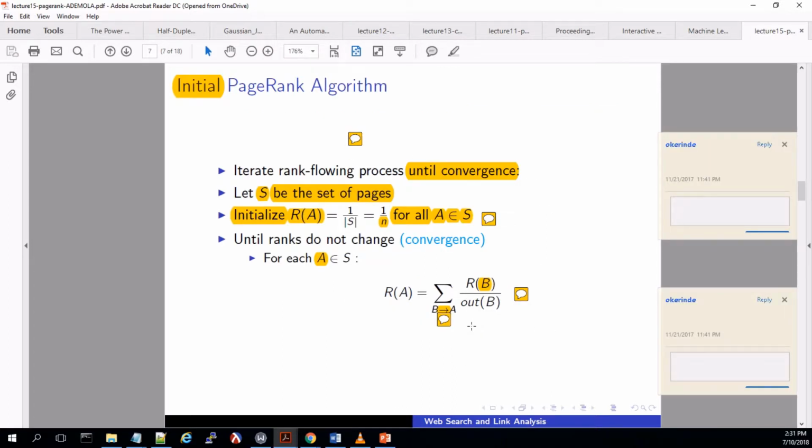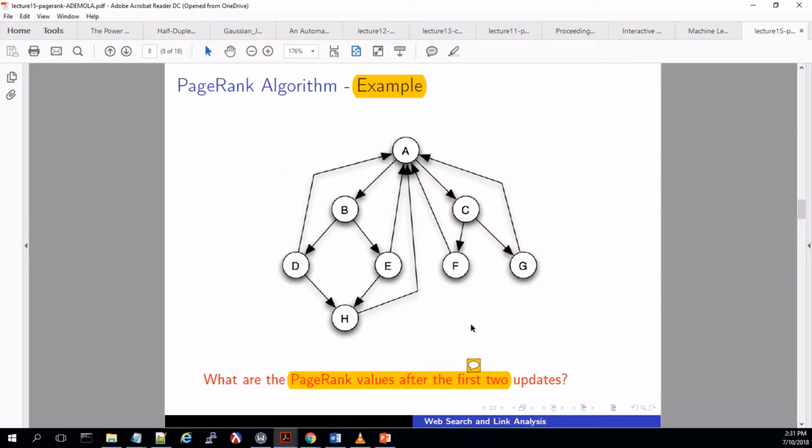So we'll go back now to the example. We want to get the page rank values over the first 2 updates, that is the first 2 iterations. So we need to calculate the page rank value for A, B, C, D, E, F, G. Remember, each of these is like a web page, like a website on the web, on the internet. So we want to determine the value, the weight of each of these.